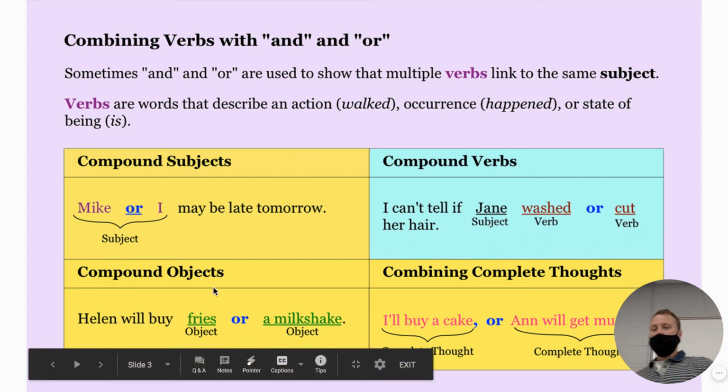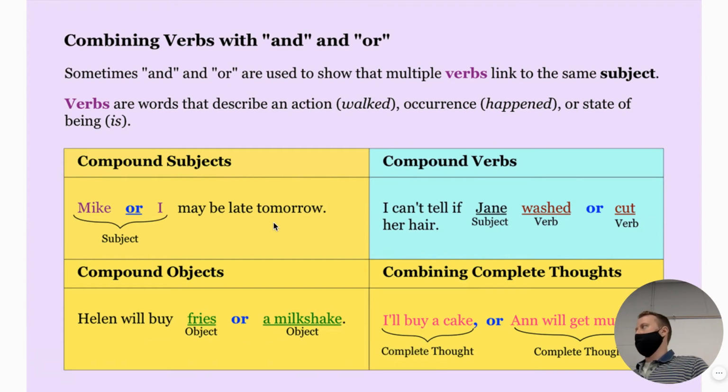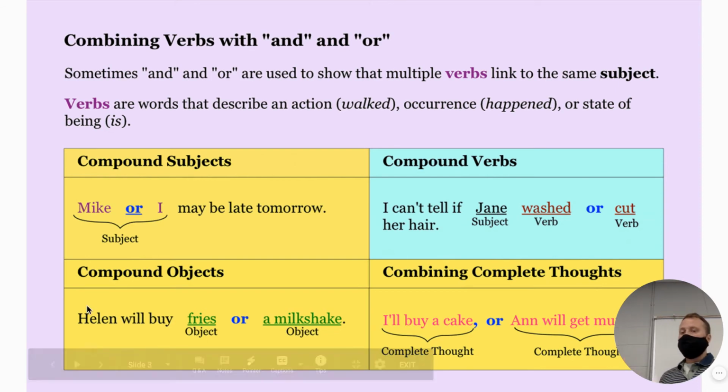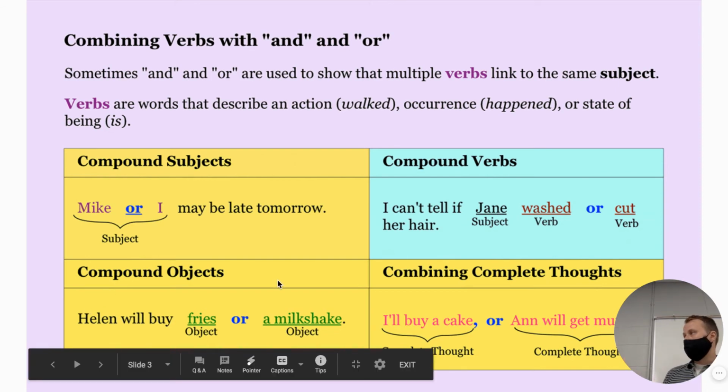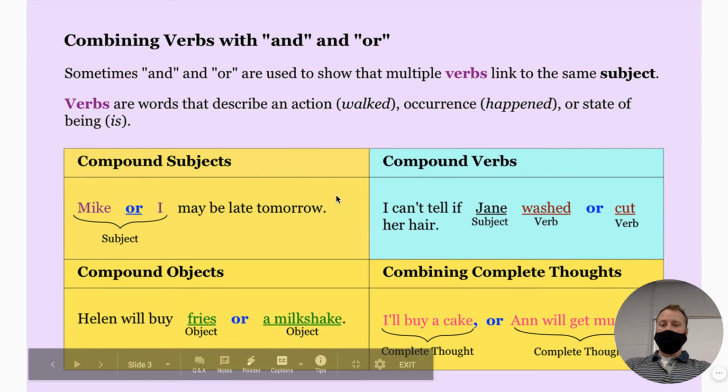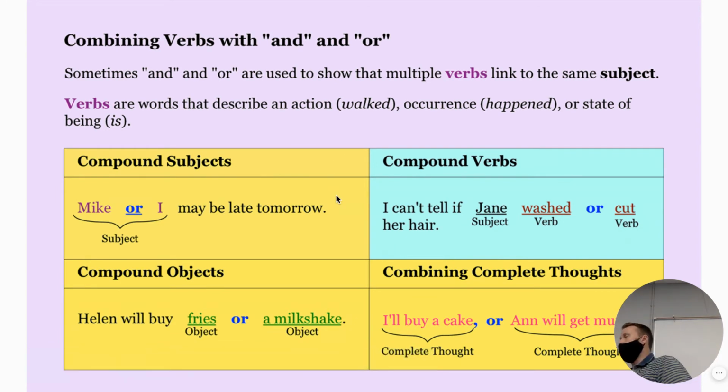So subjects do something while objects have something done to them. If we look down here at compound objects, who's our subject in this sentence? Helen will buy fries or a milkshake. So who's our subject? Helen. Our objects are the thing that Helen's doing something to. So our subject is doing something to the object. So Helen will buy the objects, fries or a milkshake. So that's how you tell the difference between a subject and an object.